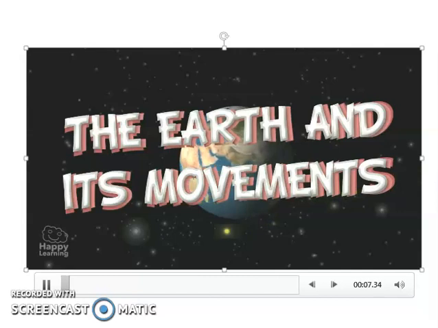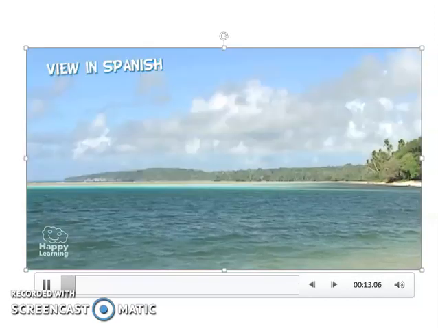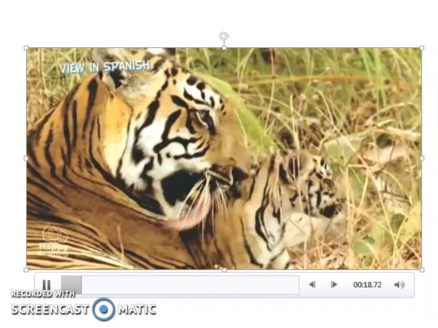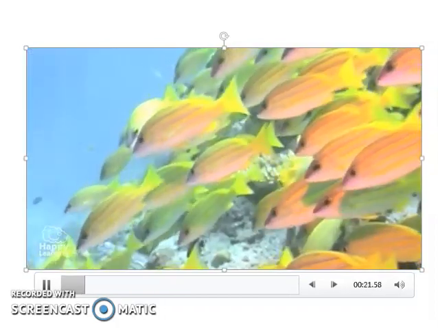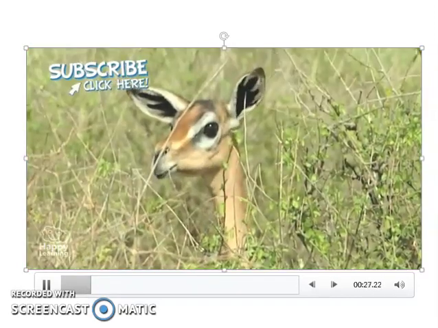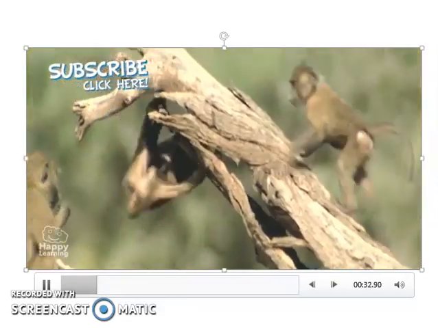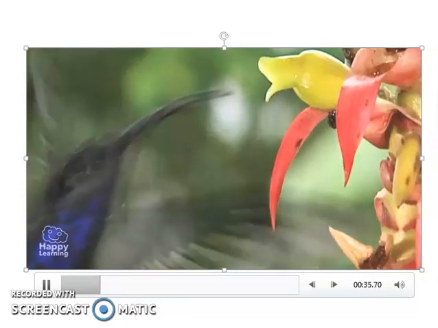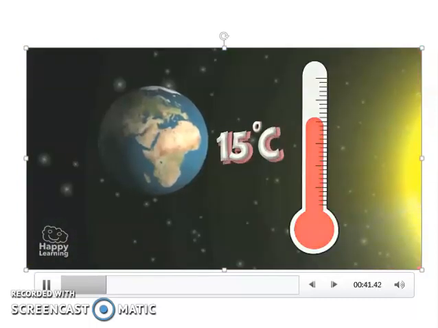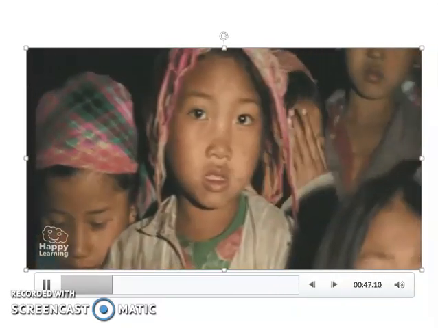The Earth and its movements. The Earth is the third planet from the Sun, and it has a unique characteristic that no other planet we know has. It's the only one that has life on it. Life of all types, plants, animals. Its average temperature is 15 degrees Celsius, and because our planet also has water and an atmosphere, it is the perfect place for life.